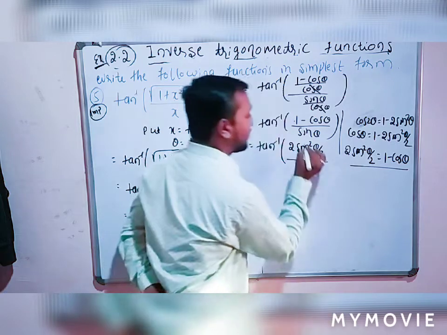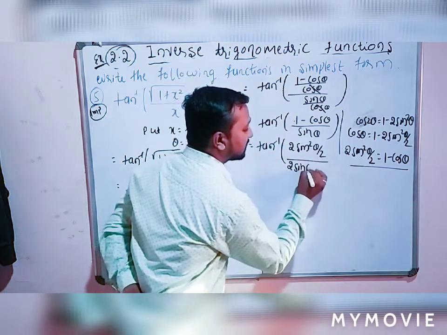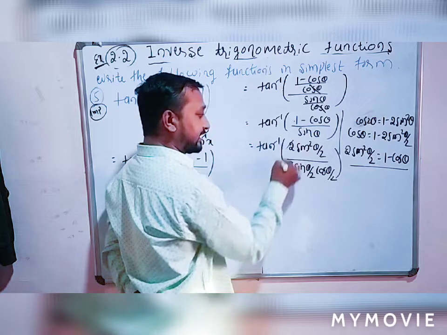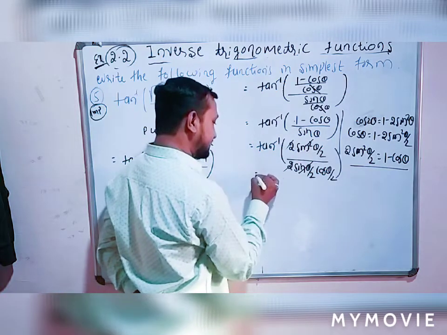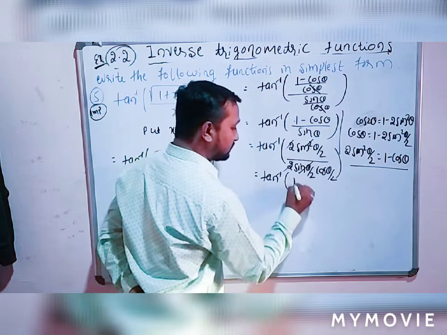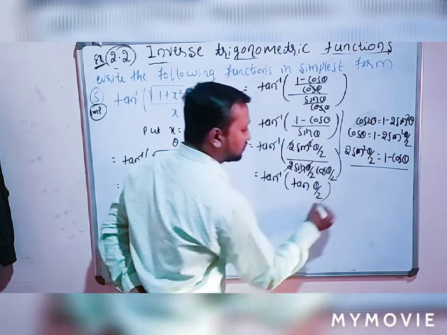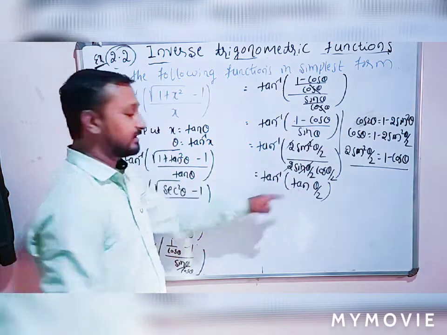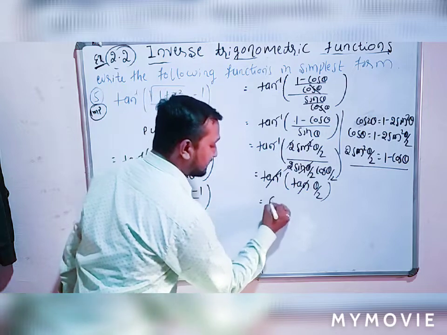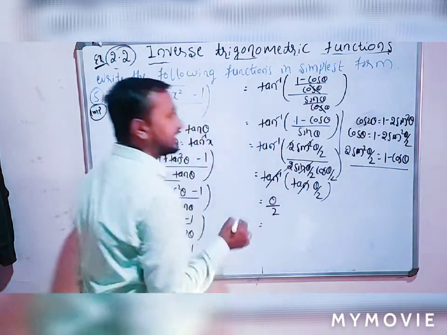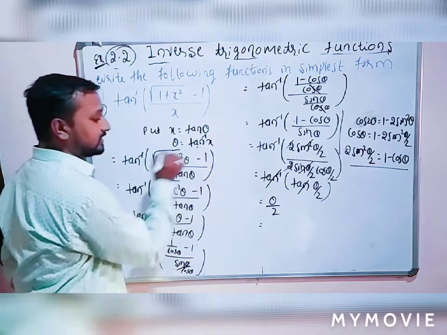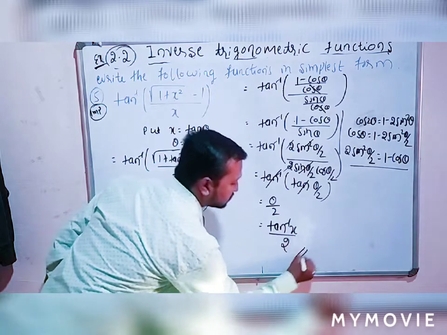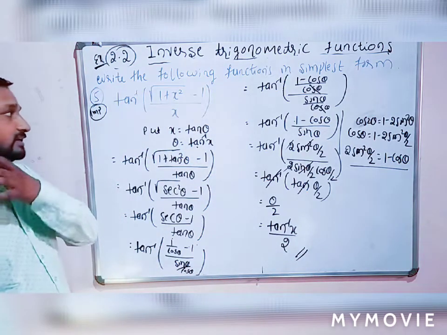So tan inverse of 2 sin square theta by 2, the whole divided by 2 sin theta by 2 into cos theta by 2. Here 2 and 2 get cancelled, and one sin gets cancelled. The remaining is tan inverse of tan theta by 2, because sin divided by cos is tan. Tan inverse and tan get cancelled. The answer is theta divided by 2. Theta is tan inverse of x, so the answer is tan inverse of x divided by 2.